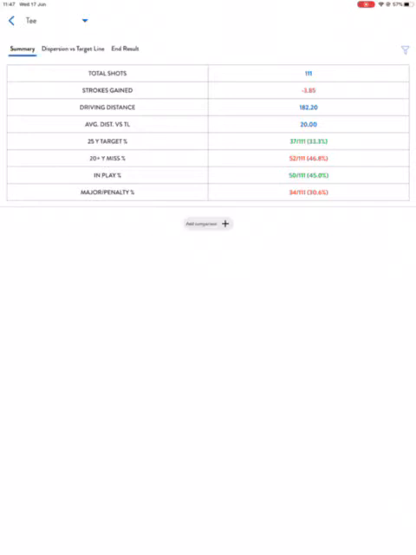I can then see the percentage of shots that would hit a 25-yard target fairway based on taking our target line and the distance either side, and then what percentage is missing more than 20 yards plus right or left. What we see is obviously a very high amount of big misses, 46.8% in that stat. I then see my in-play percentage and a major penalty percentage, which is then very high.